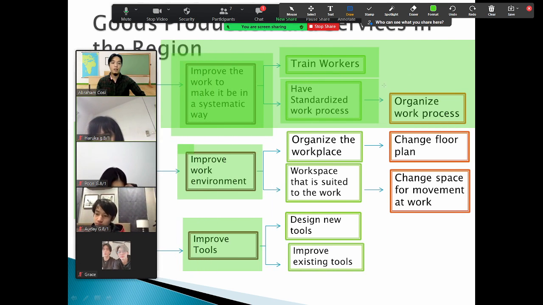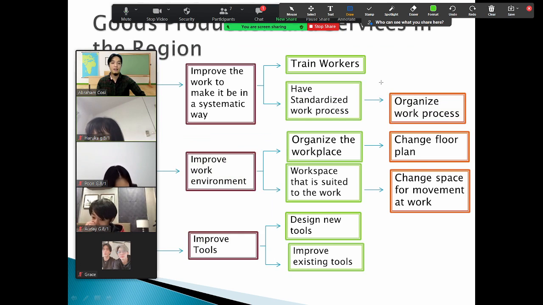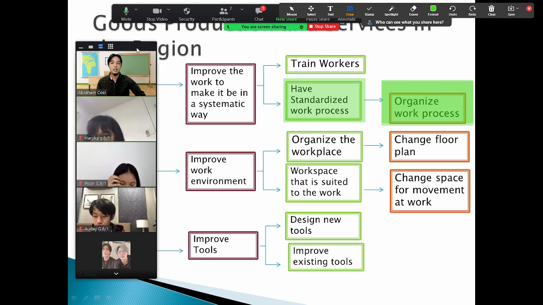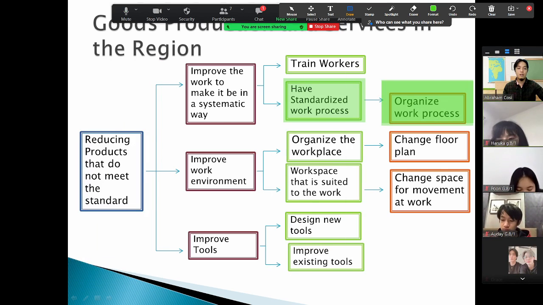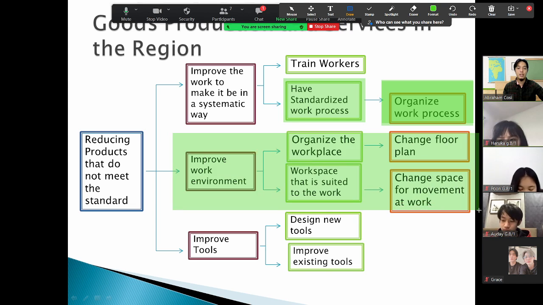Then we have here organized work process under standardized work process. So we need to organize the work process.